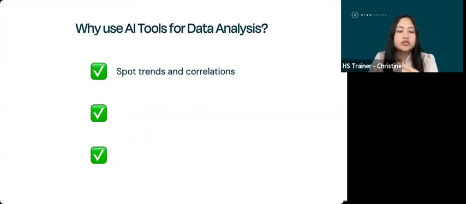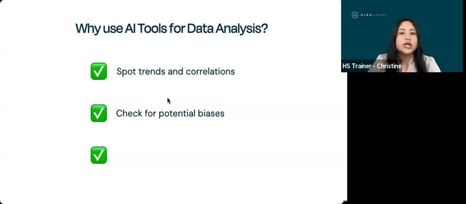There could be some hidden trends in your variables that our naked eye might not be able to pick up, but we have the tool to help you pick them up. So it can help you to spot some trends and also if there are any correlations between the variables. Number two, it can help you to check for potential biases.